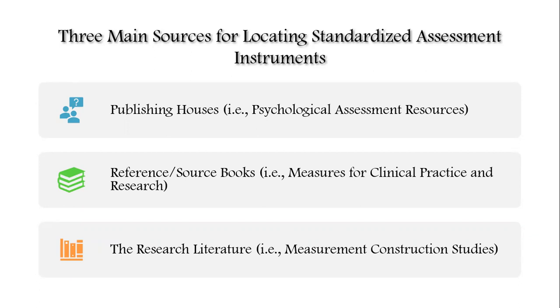And so three main sources for locating standardized assessment instruments are publishing houses, such as the Psychological Assessment Resources. This is a publishing house for developing standardized assessment instruments. We also have reference or source books, such as the Measures for Clinical Practice and Research. And finally, the research literature.